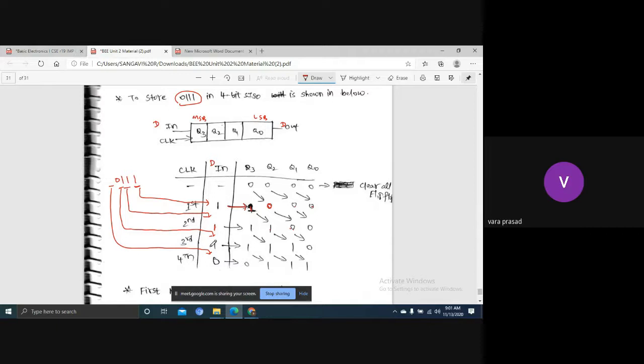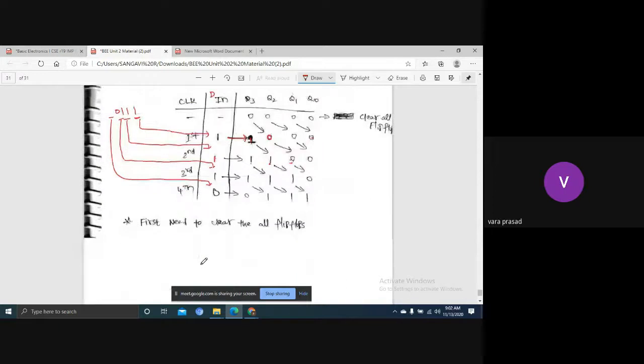Now the third clock pulse I am applying. This is a 1, which I apply here at Q3. Previously Q3 had 1, and that will come at Q2. Previously Q2 had 1, and that will come at Q1. Previously Q1 had 0, and that will come at Q0. In this fashion we are going to do it.